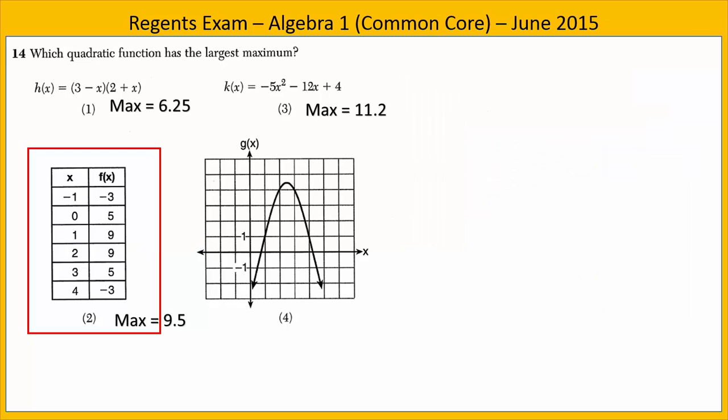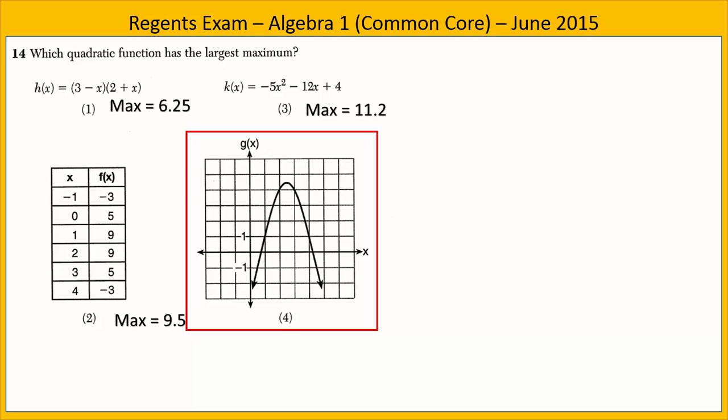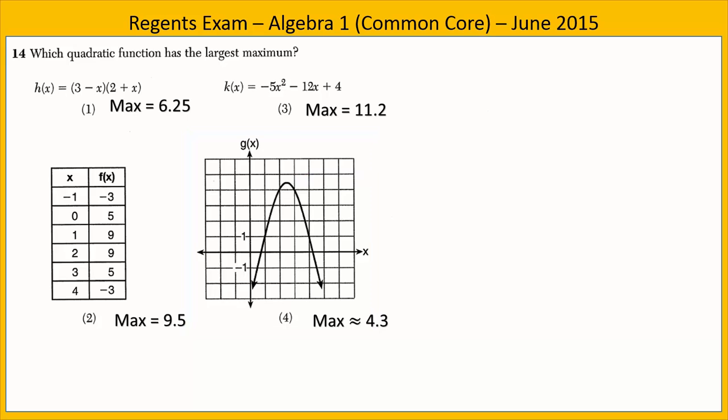How about for choice 4? Here they gave us a graph. The maximum is easy to find. It looks like it's approximately somewhere close to 4.3, and so we'll say the maximum is approximately 4.3 for choice 4. Which one has the largest maximum? Look closely, and we see that choice 3 has the largest maximum, and so choice 3 is our answer.